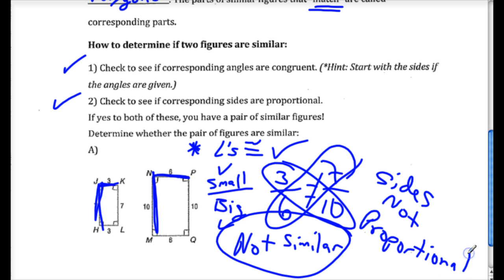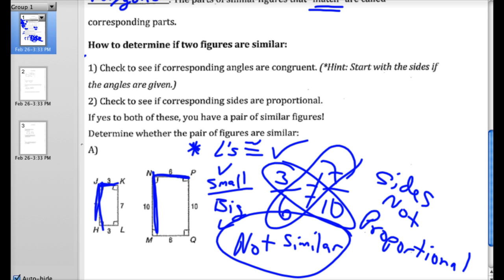And then, what if when you multiply diagonally you got the same number? Would the shapes be similar then? Yeah. What would your reason be? Sides are proportional. So that's basically your reasoning: sides are not proportional or sides are proportional. All right. Let's check the next one.